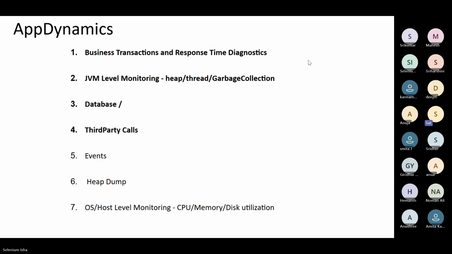And then database related SQLs, the response time of the database calls, or it can be a call going to a MongoDB, query time, right? So all these things as well, we will learn, we will look into it in both AppDynamics and Dynatrace. Equally with the third party calls, alerts, events, taking heap dumps. So these are the typical usage of an APM tool, and we'll learn all these things in both AppDynamics and Dynatrace.